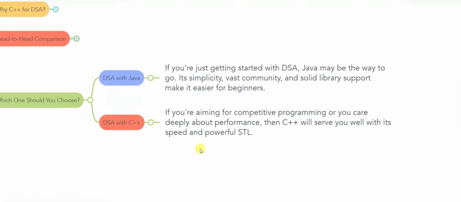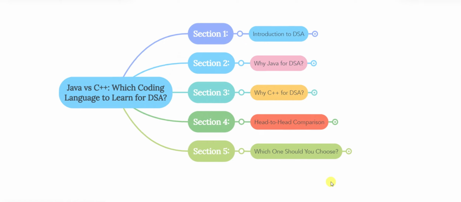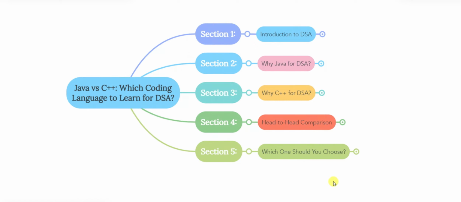If you're aiming for competitive programming or you care deeply about performance, then C++ will serve you well with its speed and powerful STL. Ultimately, both languages are excellent for DSA. Your choice depends on your goals, simplicity and readability, or control and performance. At the end of the day, mastering data structures and algorithms is about problem-solving skills, not just the language. Pick one, practice hard, and build that coding muscle.